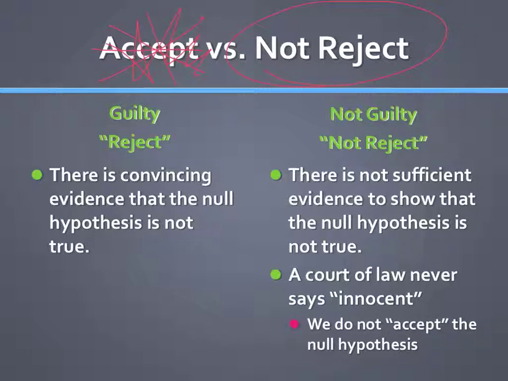If you reject it, your p-value was smaller than your alpha level, and you think there's convincing evidence that the null hypothesis is not true. If you do not reject it, then your p-value is greater than your alpha level, and you don't think there's enough evidence to show that the null hypothesis isn't true.